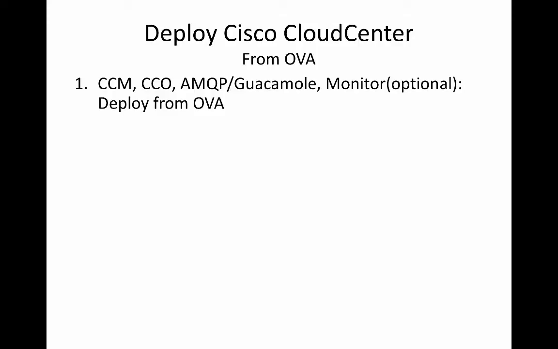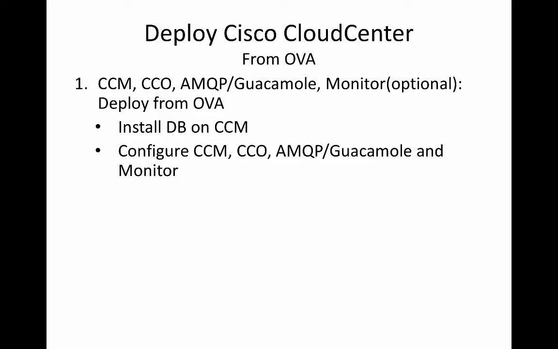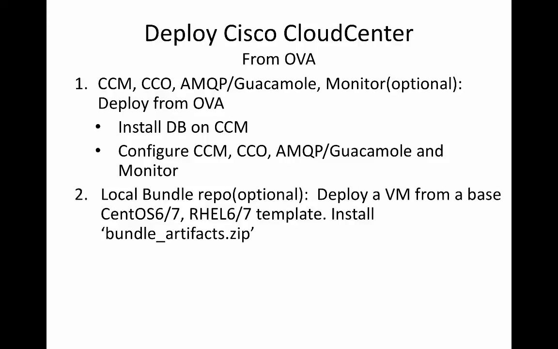Now, how do you start deploying that? First, I'll cover the OVA, and then a scratch VM, for CentOS or your RHEL. You just need to do a few extra steps before you start. You deploy the OVA, then you install the DB on CCM. CCM has two options for DB, MySQL and MariaDB. You install the DB, there is a wizard, you just run through that and it's done for you. Then you configure each one of them, giving the information about each other during that time. Again, we'll go over this, so we'll see how it is done.